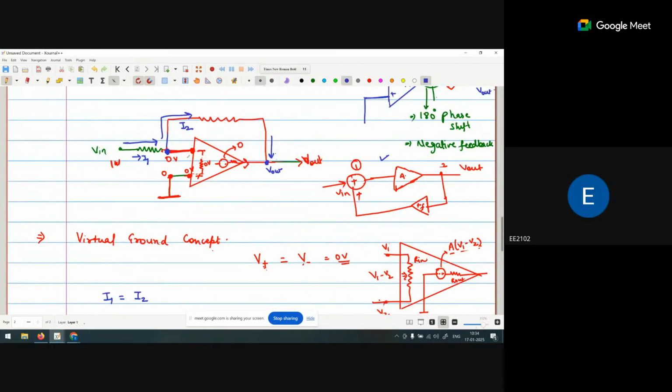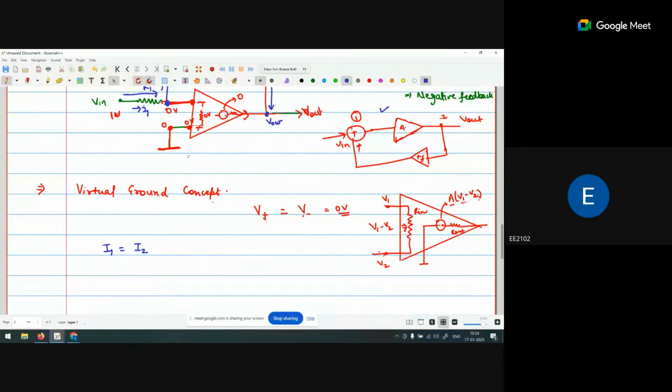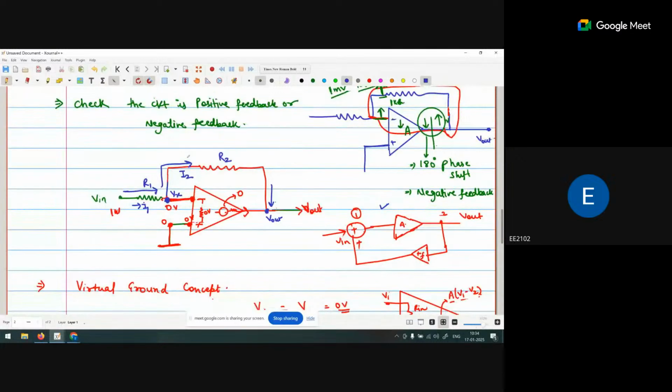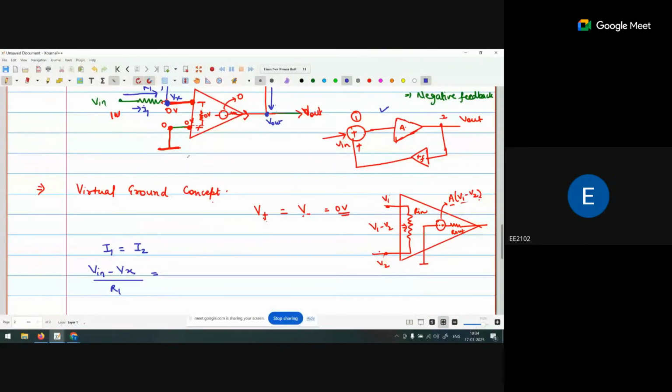What is the value of I1? The voltage drop between these two points upon the resistance. If this resistance is R1 and this resistance is R2, then I1 is (Vin minus Vx)/R1, where I am considering Vx at this node. That should be equal to (Vx minus Vout)/R2. Now we know Vx is 0 volt. Why? Because of the virtual ground concept.